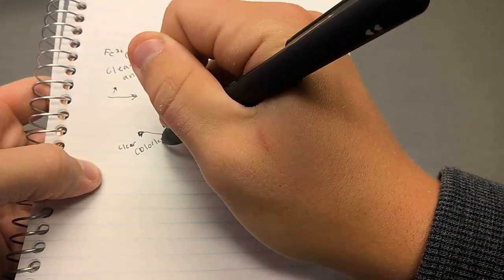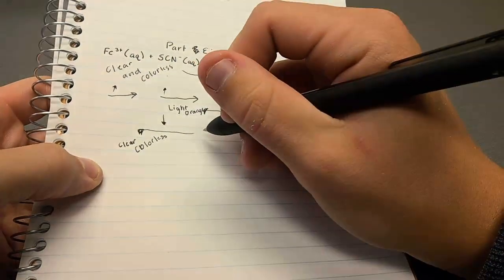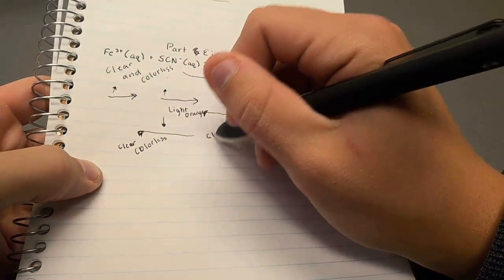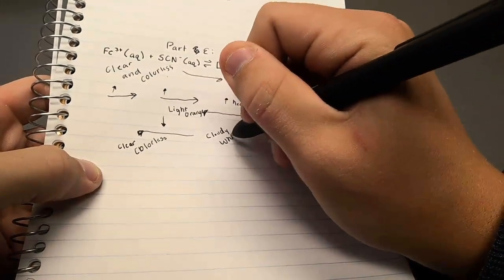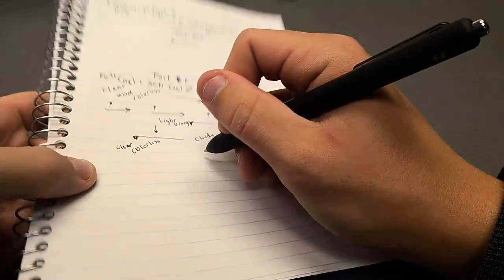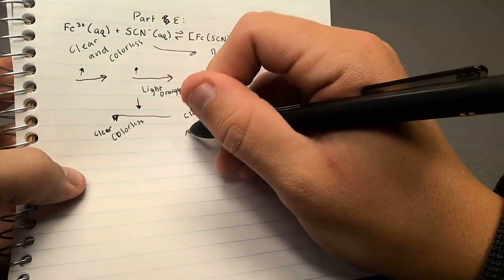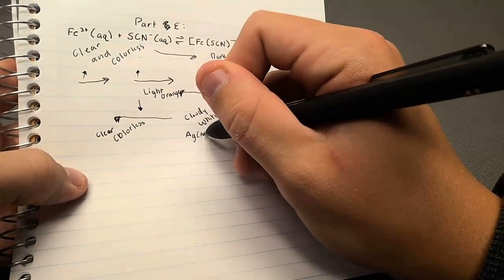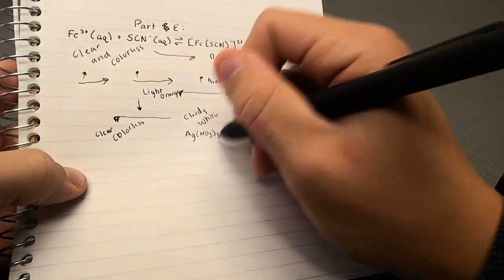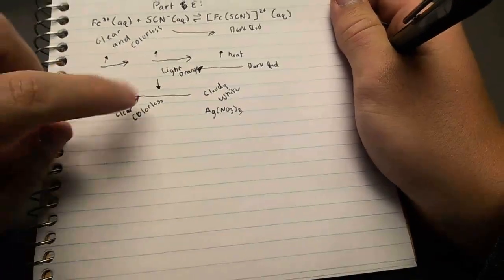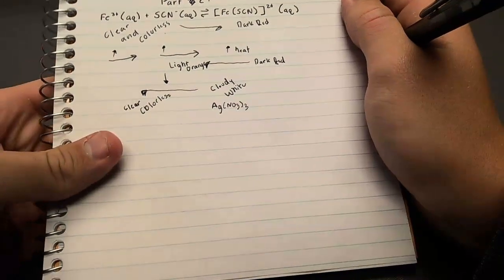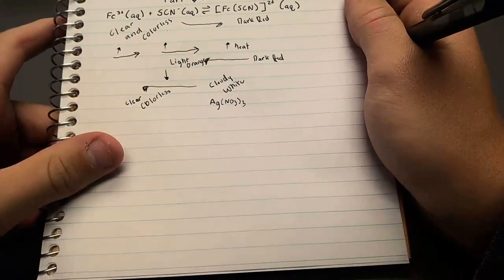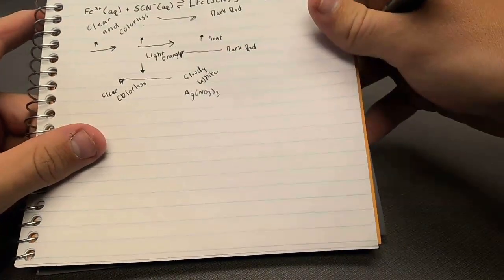which would cause this clear and colorless solution to return from this cloudy white substance when the AgNO3 was reacted, causing the shift left back into the reaction. Thank you.